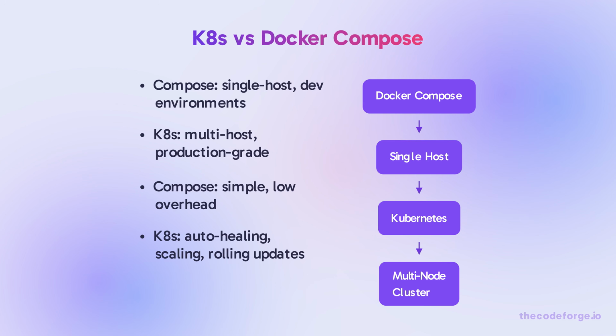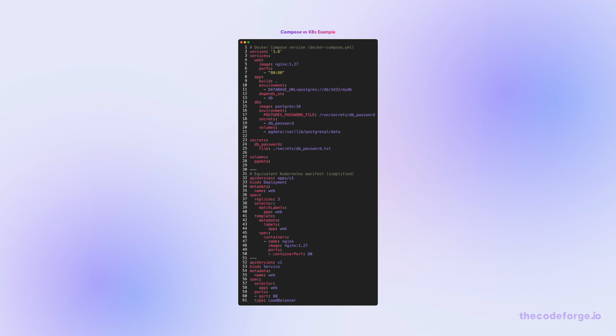Docker Compose is for single-host development. Kubernetes is for multi-host production with automated healing, scaling, and rolling updates. Choose based on your needs, not hype. Compare Docker Compose and Kubernetes manifests. Compose is simpler, but single-host. Kubernetes requires more YAML, but provides multi-node, self-healing capabilities.